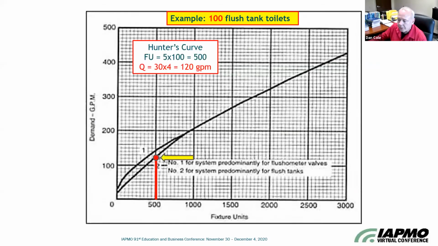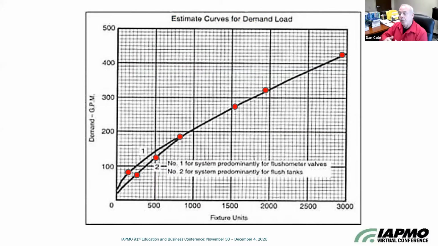That's what he plotted. Well, he continued to plot points with greater number of fixtures. Instead of 100, he went to 200, 300, 400, 500, and he started plotting these 99th percentile points, and then he connected the dots with the curve. And that's how he created the Hunter's curve.